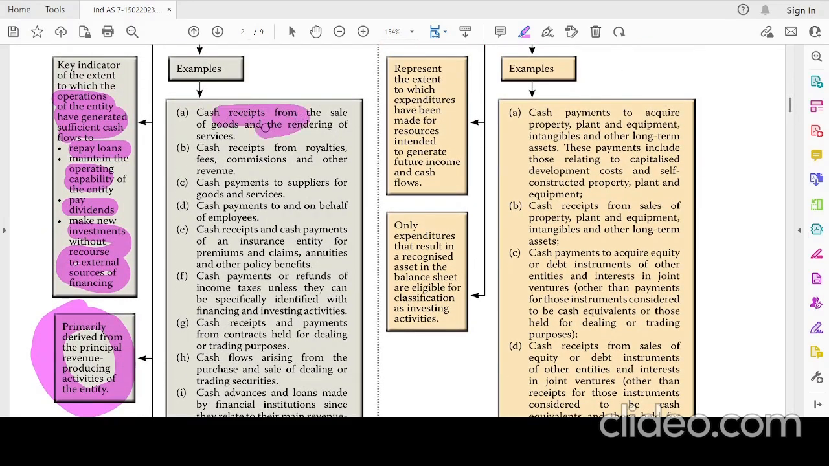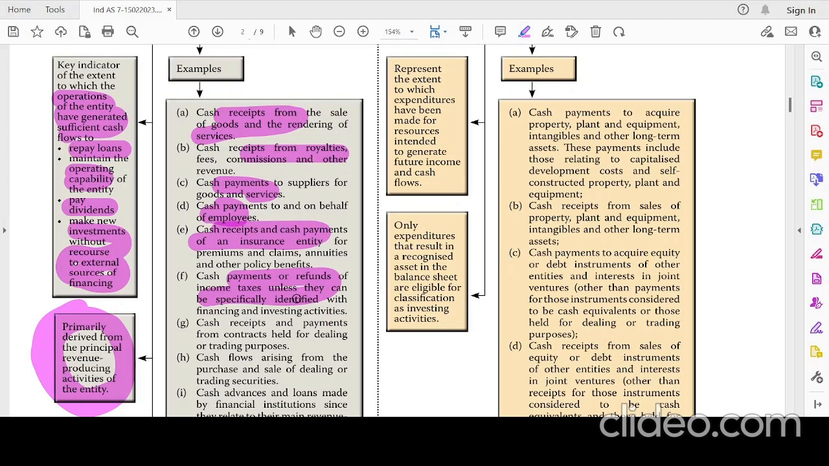cash receipts from sale of goods or rendering of services, royalties, fees or commissions, payments to suppliers and employees, cash receipts or payments to the insurance entities, cash payments or refunds of income taxes, unless specified, will be classified under the operating activities unless it is specifically identified with some item which is there in investing or financing activity. For example, there could be a payment of dividend distribution tax, which is specifically with respect to dividend, which is a financing activity. That's why this amount would be shown under financing activity.